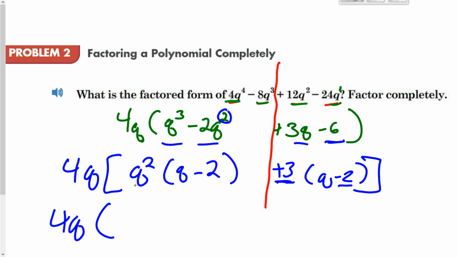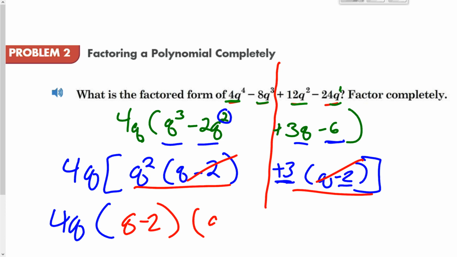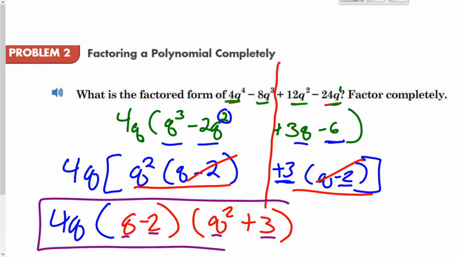Now, what can you take out of this side and this side? The same. That is a q minus 2. And then what's left? We take those out. A q squared plus 3. Now again, last step is to check. Can I factor anything out of that? Can I factor anything out of that? Nope. So there, I'm done.